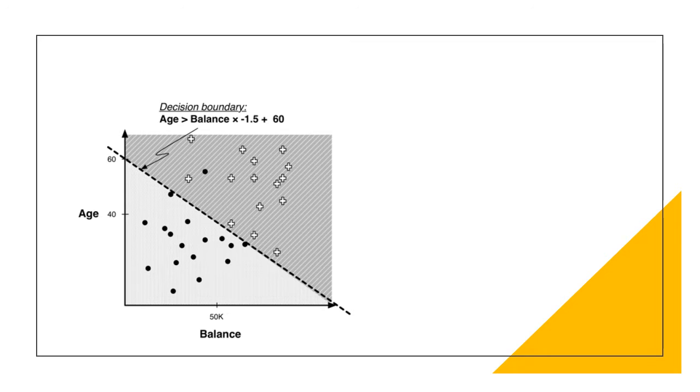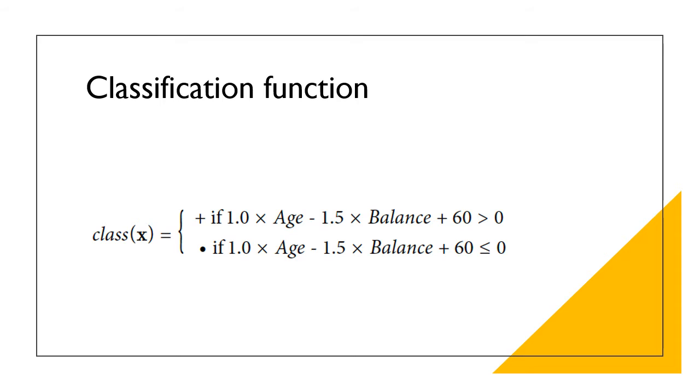straight line, as shown. This is called a linear classifier and is essentially a weighted sum of the values for the various attributes. The line in the image can be expressed in this form, with balance in thousands, as age equals minus 1.5 times the balance plus 60. We would classify an instance x as a plus if it is above the line and as a dot if it is below the line. Here we have this expressed as a classification function.